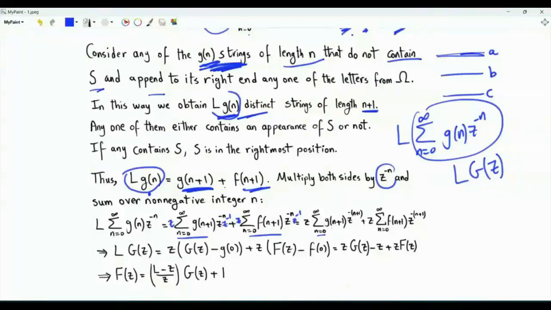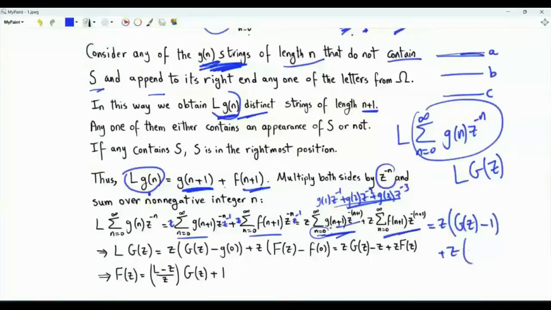So we have summation n from 0 to infinity, g of n plus 1, z to the minus n plus 1. This is exactly the generating function without g of 0. When n is equal to 0, this is g of 1, z to the minus 1, plus when n is equal to 2, we have g of 2, z to the minus 2, then g of 3, z to the minus 3, and so forth. What is missing from here is g of 0. So this is equal to z times the generating function, but without g of 0, and we set g of 0 equal to 1.